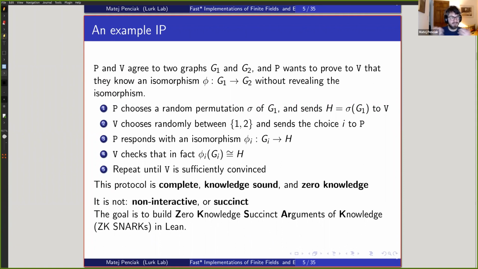But via the magic of cryptography, we can generate zero knowledge arguments in this form which are both succinct and non-interactive. These things are called ZK-SNARKs, or zero knowledge SNARKs. And the goal of all of the cryptography that we're writing in Lean is to be able to write these ZK-SNARKs in Lean.